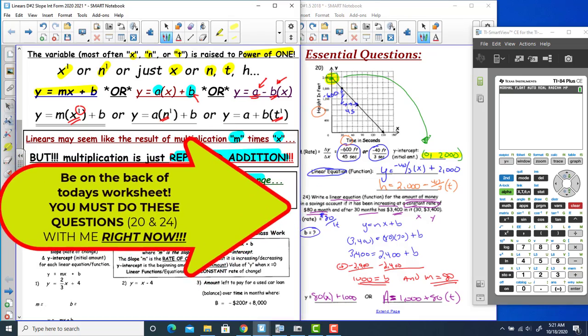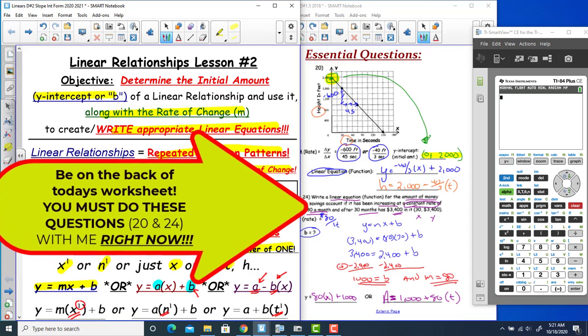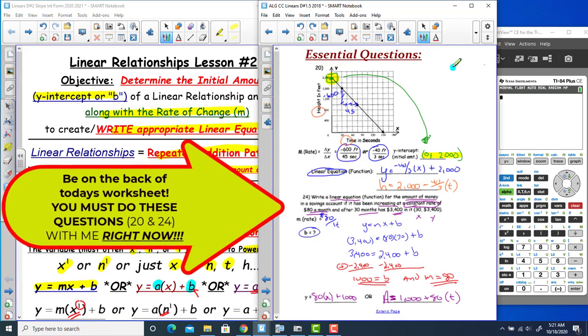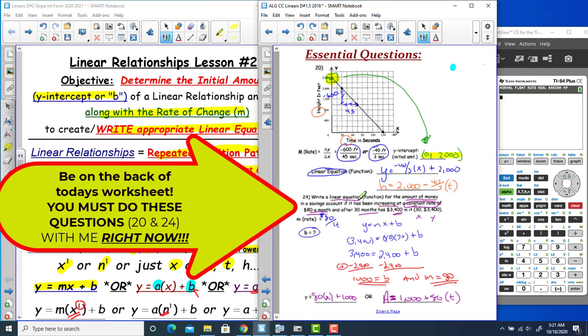For today's objective, being able to observe the y-intercept, or the initial amount, and write an appropriate linear relationship along with the rate of change, our essential questions are going to require, so if I go backwards and look at number 24 for today's work, it says that we have a linear relationship, a repeated addition pattern, where the amount of money in the savings account is being increased at a constant rate of $80 a month. And after 30 months, there's $3,400 in it. And what we're going to do with that is identify the rate of change, $80 a month. That's our m for our linear relationship, the constant rate of change.